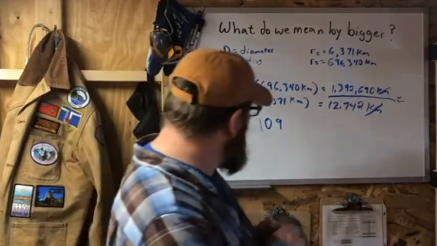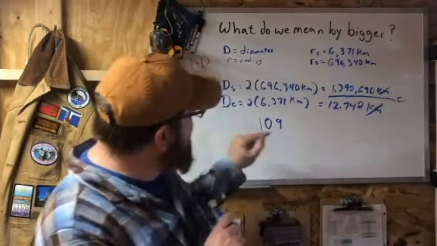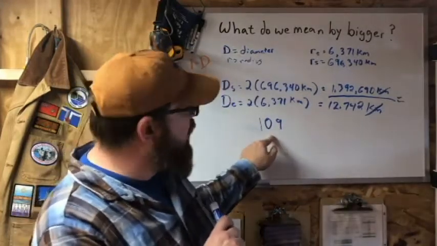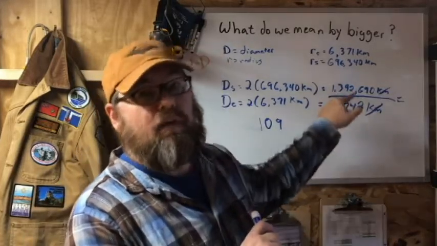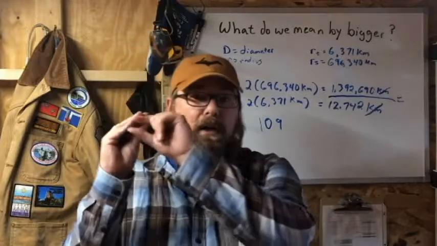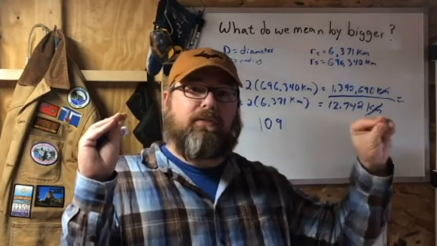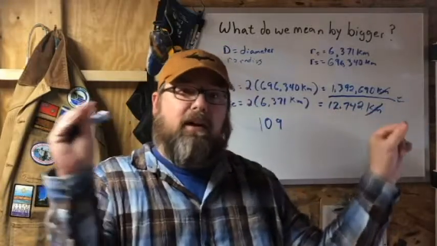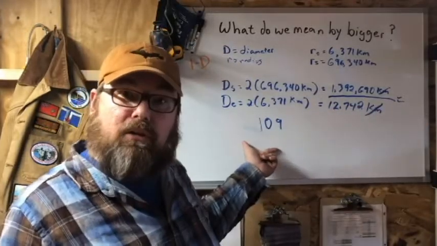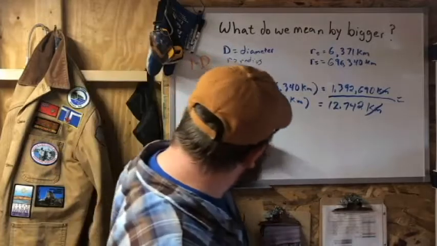What does that mean? That means the sun is 109 times the diameter of the Earth. So if you put 109 Earths side by side along the sun's equator and just held them up there, it would take about 109 of them to go across. That's where that 100 came from.